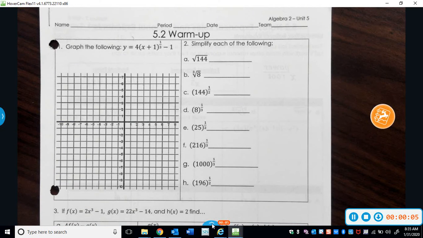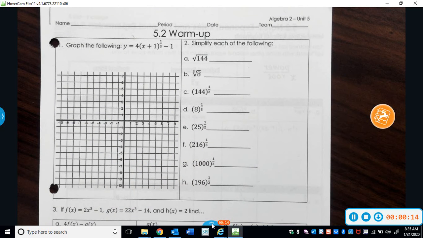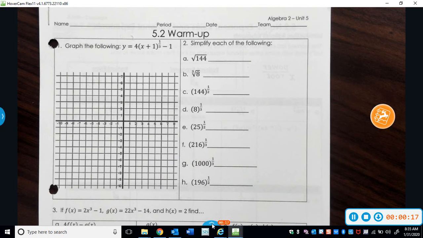All right, guys. So we're going to go ahead and check the warm-up. Your quiz next class, you are allowed to use a calculator, but eventually you need to be able to do these graphs without the calculator. So I would recommend doing them as much as you can without, just so you get comfortable with it. We can go in any order.